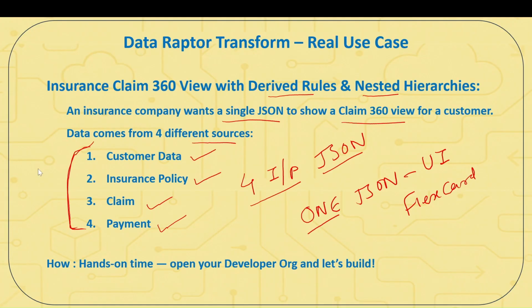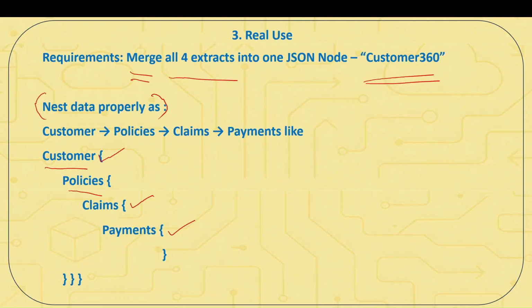Let me summarize. We are getting data from 4 different DataRaptor extracts or 4 different input sources. That may be some logic development in the integration procedure, or from any other source we are getting the 4 different sources. What's the requirement? We need to merge it in the one node, customer 360. As well, we need to take care of this part. There should be a nested JSON like this.